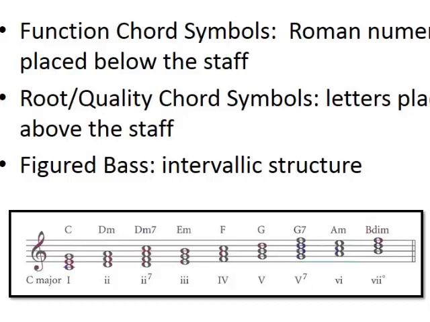The 3 is an E minor chord. The 4 is F major. The 5 is G major, and frequently we have the 5-7, which is a G7. The 6 is an A minor chord, and the 7 is a B diminished chord.